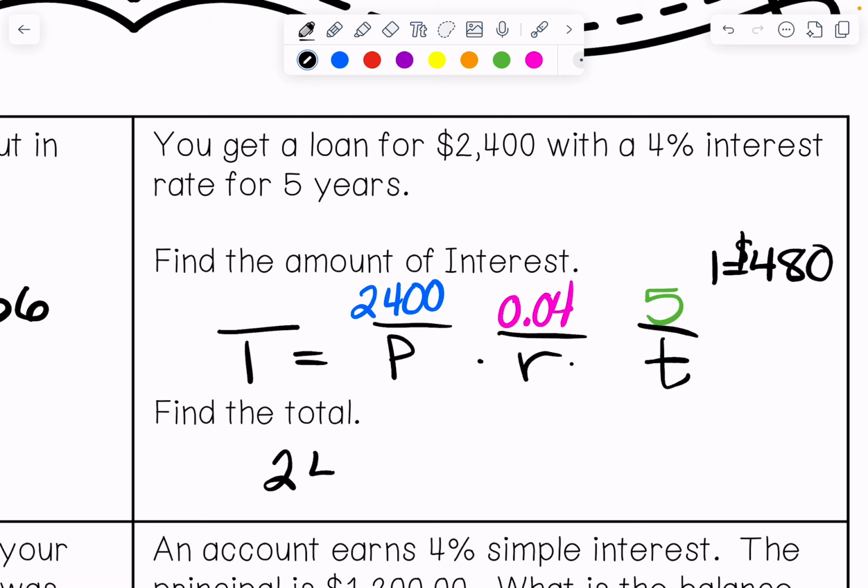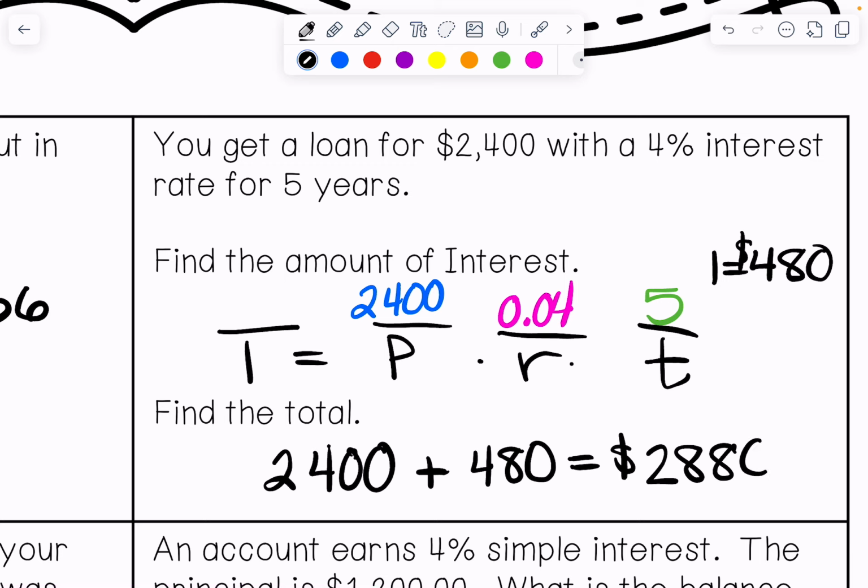So to figure out my total that I'm going to owe, I'm going to add that $2,400 with the $480. So I actually need to pay back a total of $2,880.